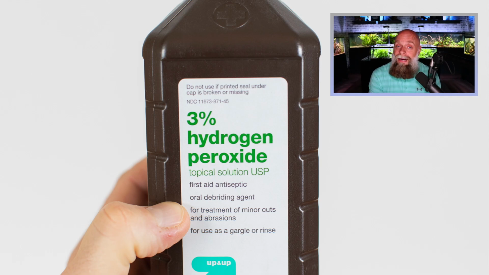However, hydrogen peroxide is used, especially in the food industry, because it's relatively non-toxic. Again, it breaks down into water and oxygen gas, and so it can be used for countertops.